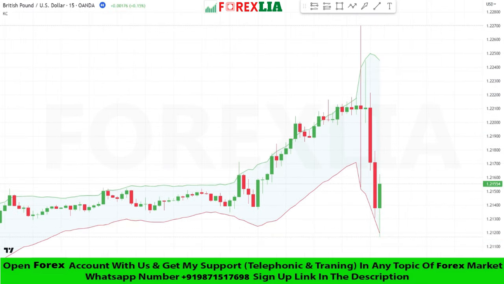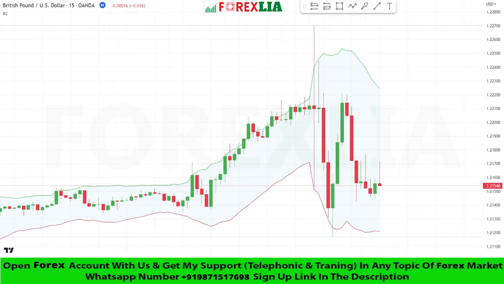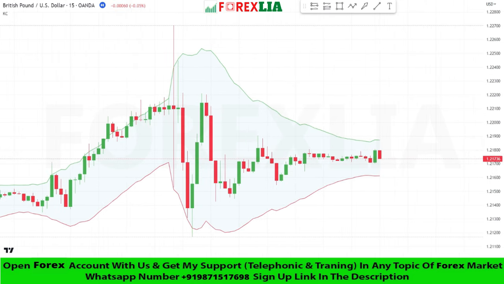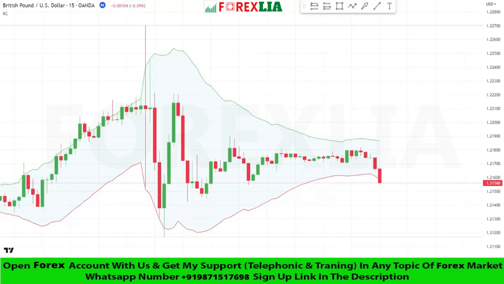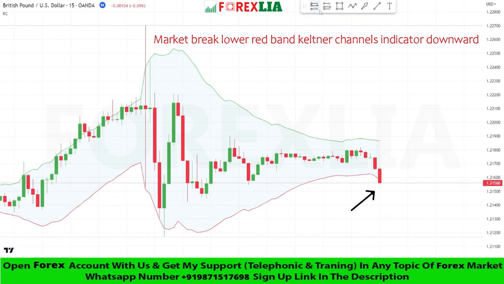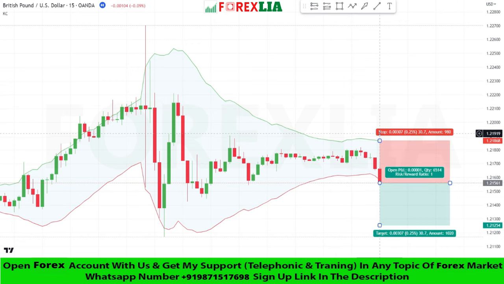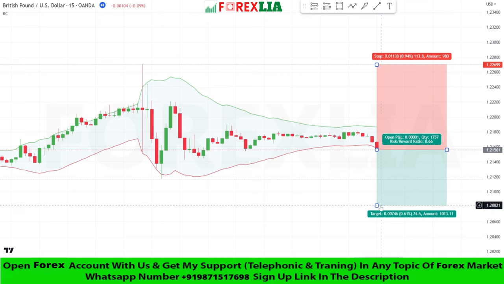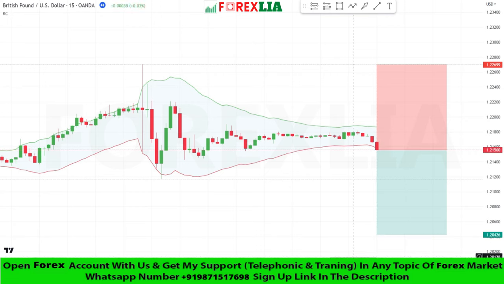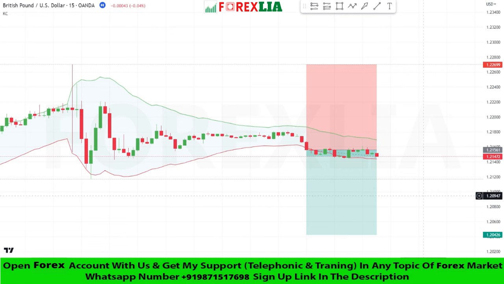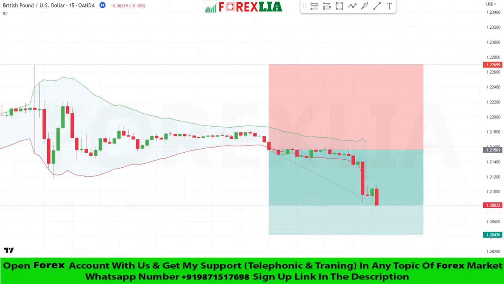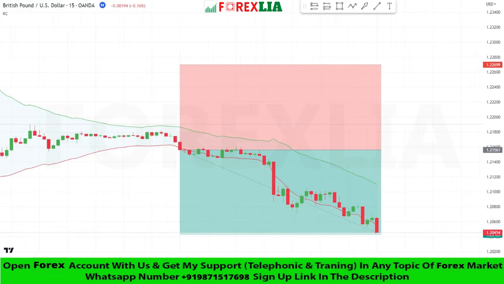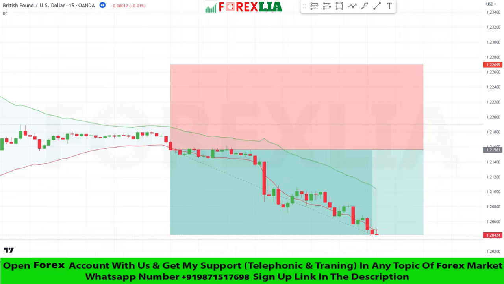If the market breaks below the lower red band of the Keltner channels indicator downward, then we take a sell trade. Here is the sell signal confirmation. We place a sell trade here. Set the stop loss at the previous high point. Set the profit target at 1:1. We won this trade.